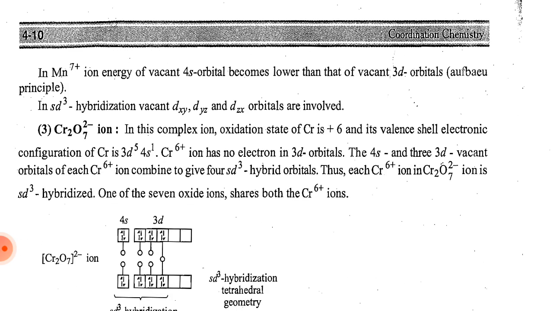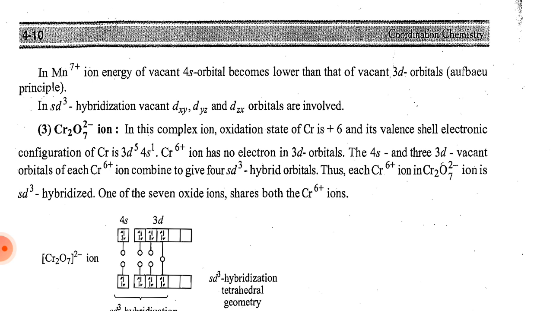Then in the Mn7+ ion, the energy of the vacant 4s orbital becomes lower than that of the vacant 3d orbitals. In sd3 hybridization, the vacant dxy, dyz, dxz orbitals are involved.